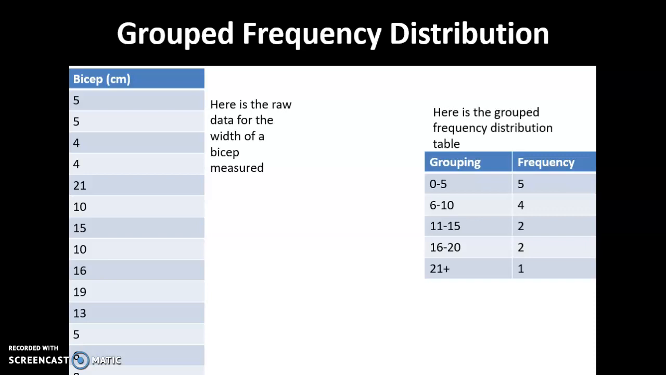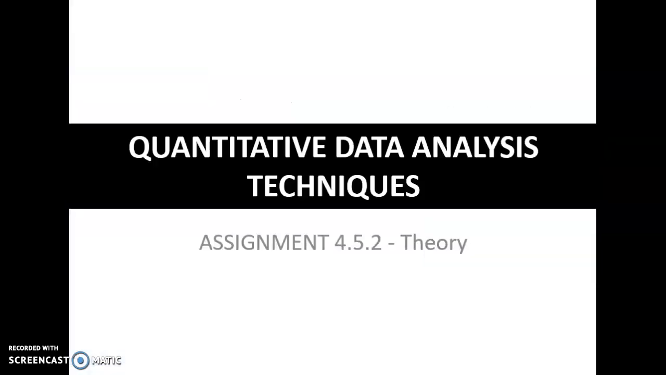This is a good way of seeing frequency and also what grouping the frequency is in. However, it is not as expansive as the cumulative frequency tables because you can't see specifically for what value it occurred.